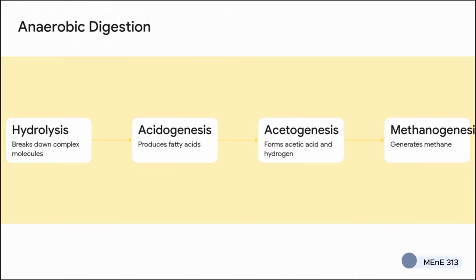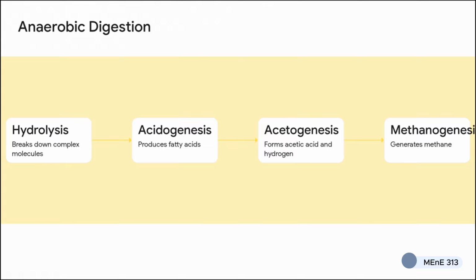First up, hydrolysis breaks down complex organic molecules into simpler ones. Second, acidogenesis ferments those products into fatty acids and alcohols. Third, acetogenesis converts those into acetic acid and hydrogen. And finally, methanogenesis steps in to generate the ultimate prize, methane.